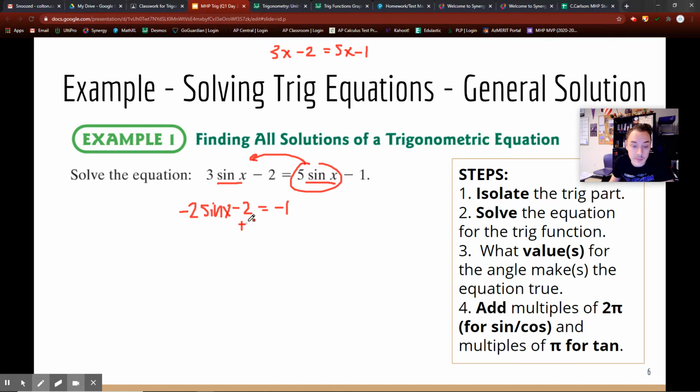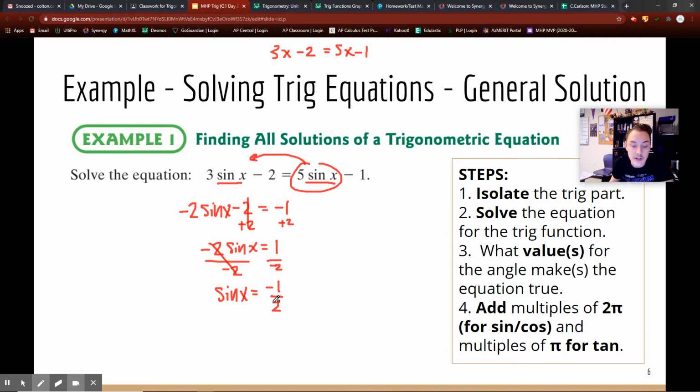Now what I want to do is add 2 to both sides. So then I have negative 2 times sine of x equals 1, and then I want to divide by negative 2 on both sides. So I have sine of x equals negative 1/2.